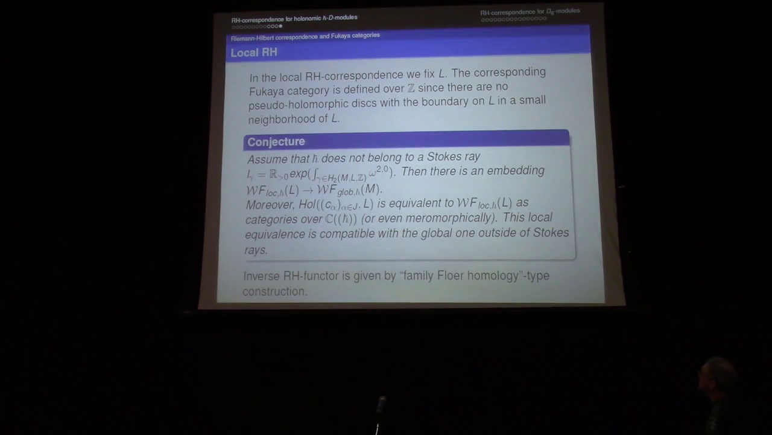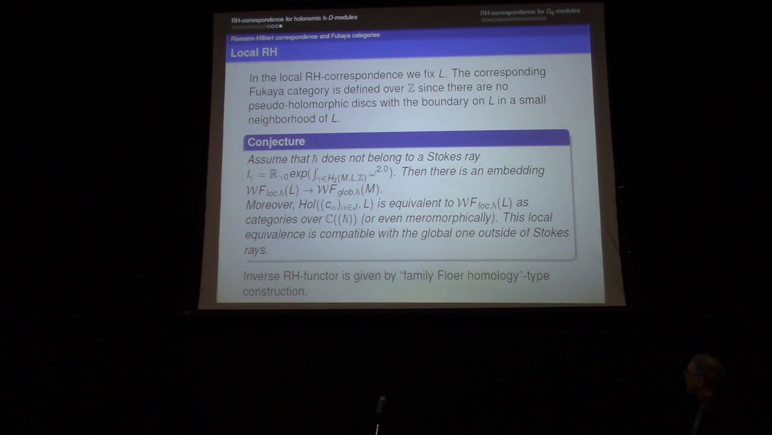As for the local story, local Riemann-Hilbert, we fix a spectral curve, then the corresponding partially wrapped Fukaya category lives over integers. There are no disks.